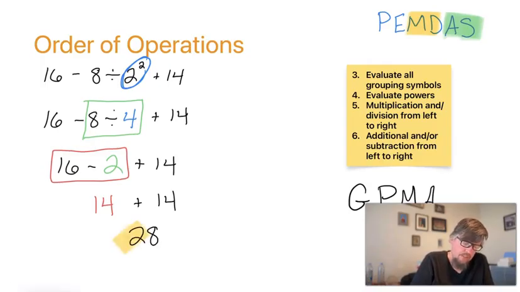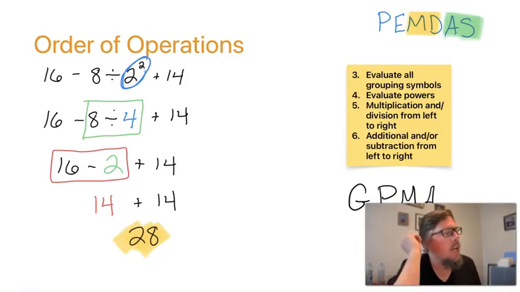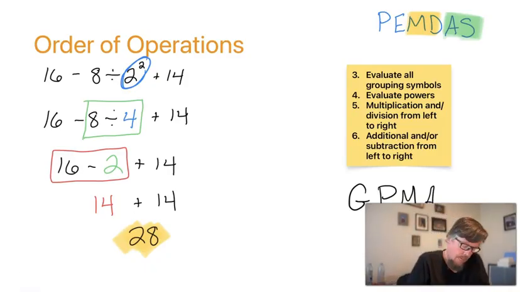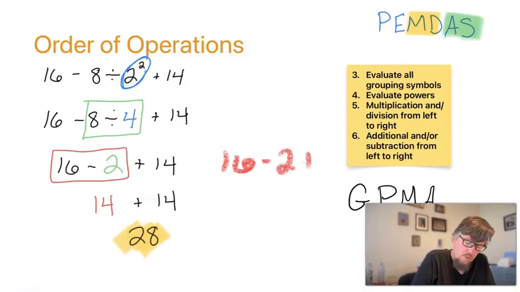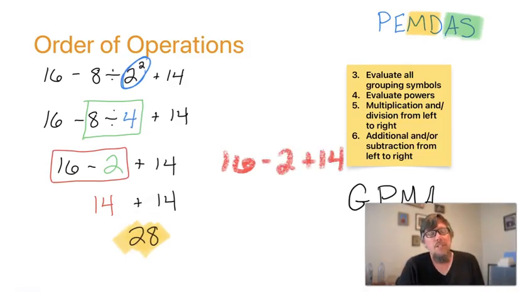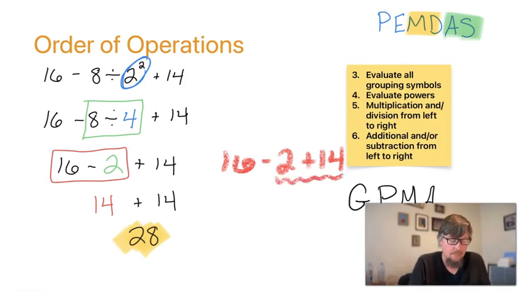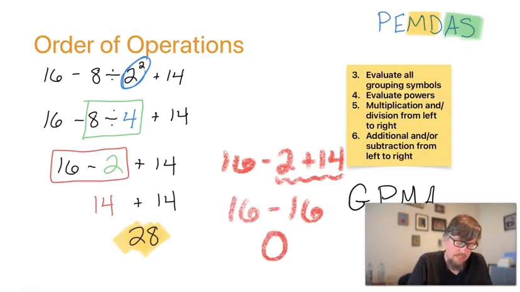There's something really instructive here about the importance of order of operations. Look at this very last step, and this would be the wrong way to do it. In fact, I'm going to write this in red crayon so you can see how wrong it is. 16 minus 2 plus 14. If I did the addition first, I would do 2 plus 14, which is 16. And then I would have 16 minus 16, which is 0. And this, of course, is wrong.